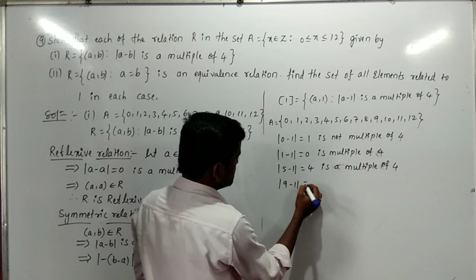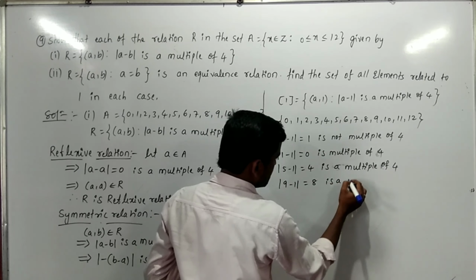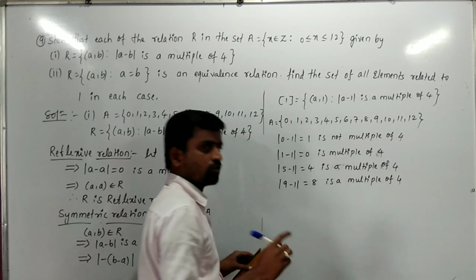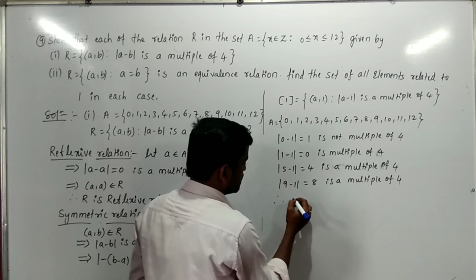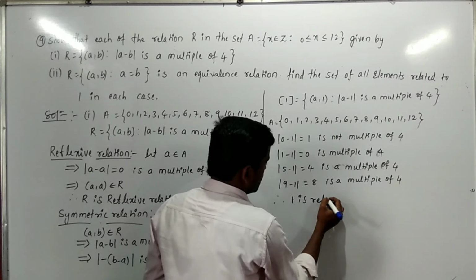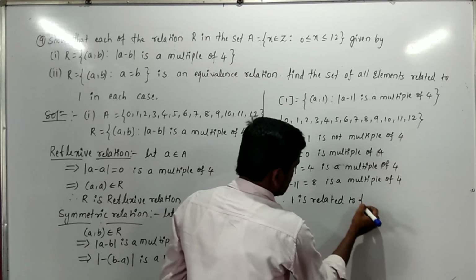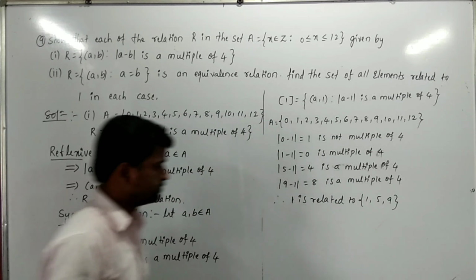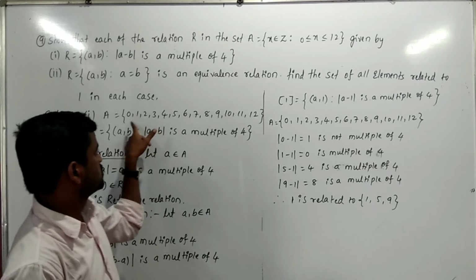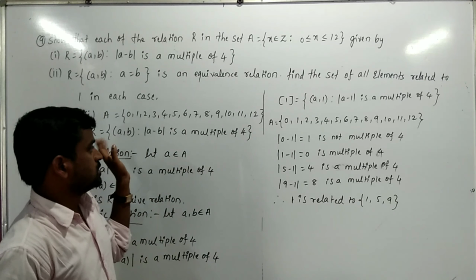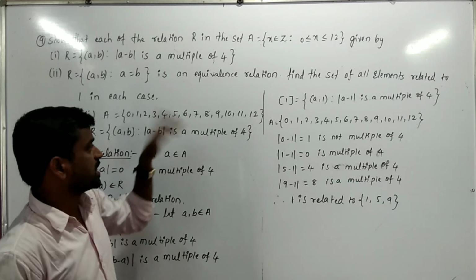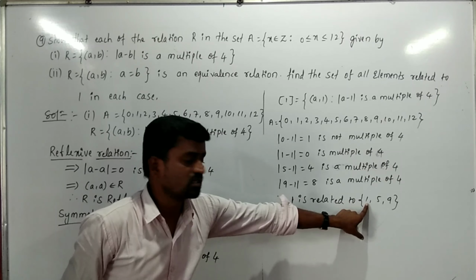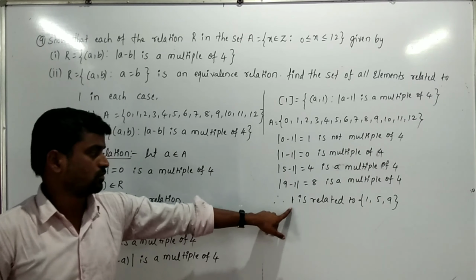Then 9 minus 1 is equal to 8, 8 is a multiple of 4, therefore 1 is related to 1, 5, 9. Multiples of 4 are the answer. So substitute these elements: 0 minus 1, 1 minus 1, 2 minus 1, 3 minus 1, 4 minus 1, up to 12. Only these 3 elements are related to 1.